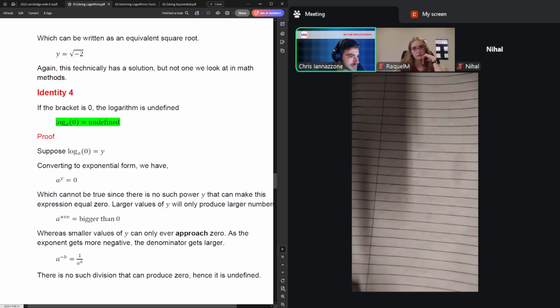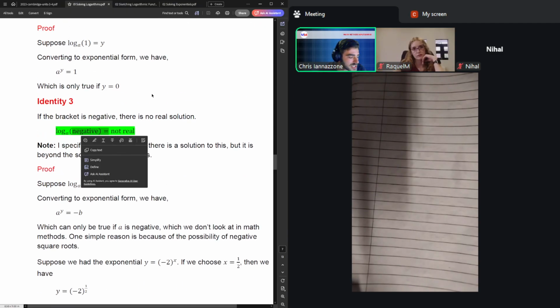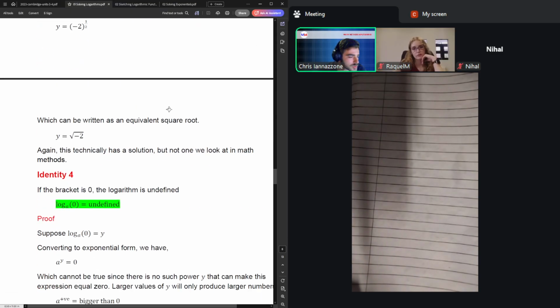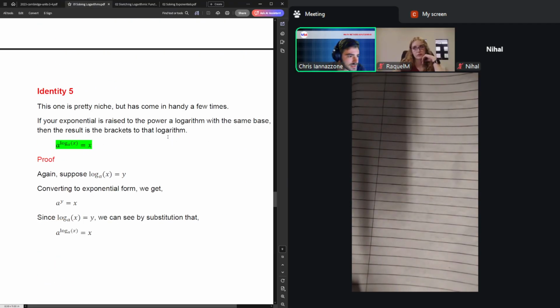So all this means is if you see that in your working out, you've either done something wrong or you just say there's no solution, undefined. If you have negatives in there, again, very similar thing. Either your solution's wrong or that just flat out is your answer, no solution.